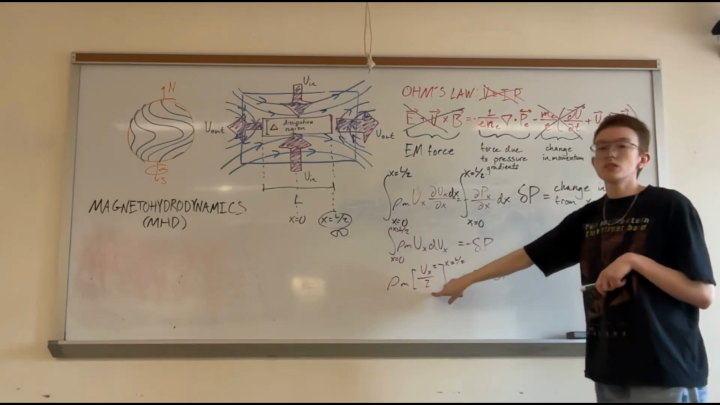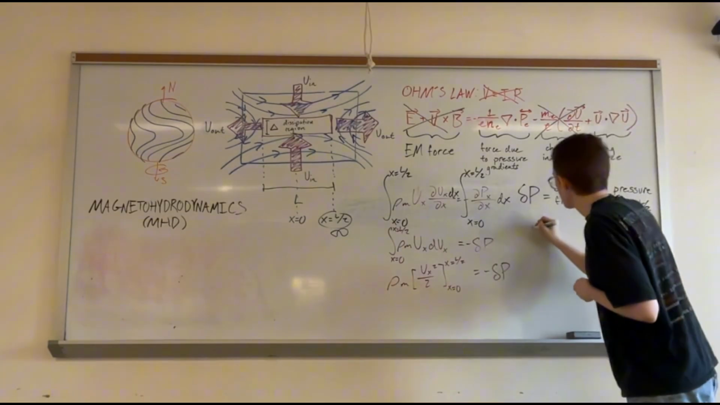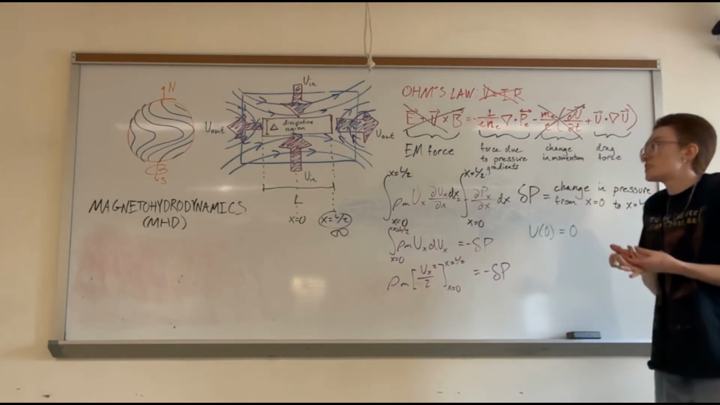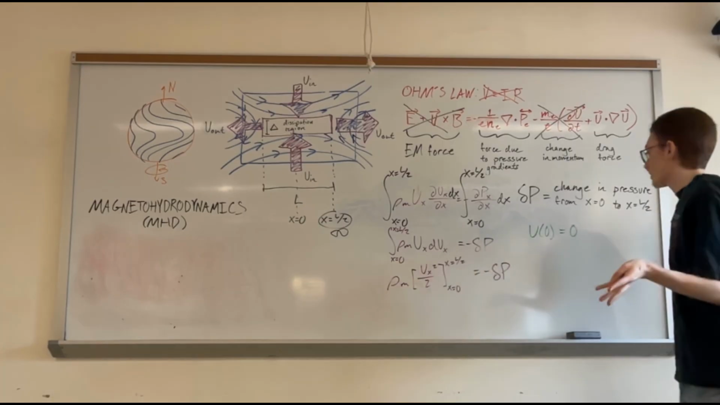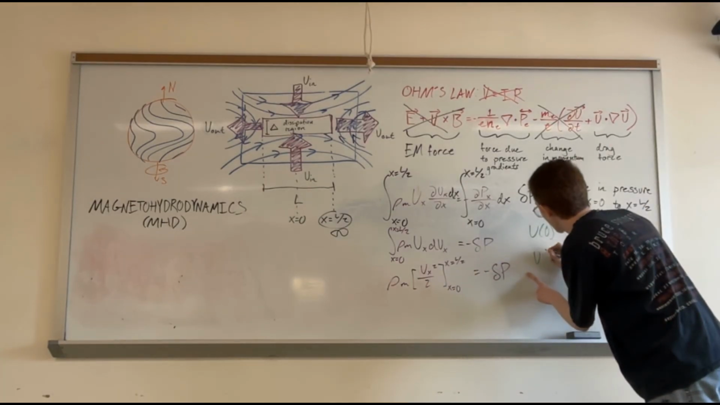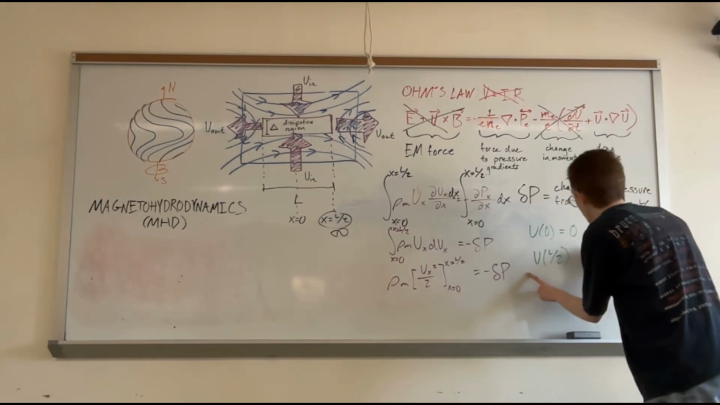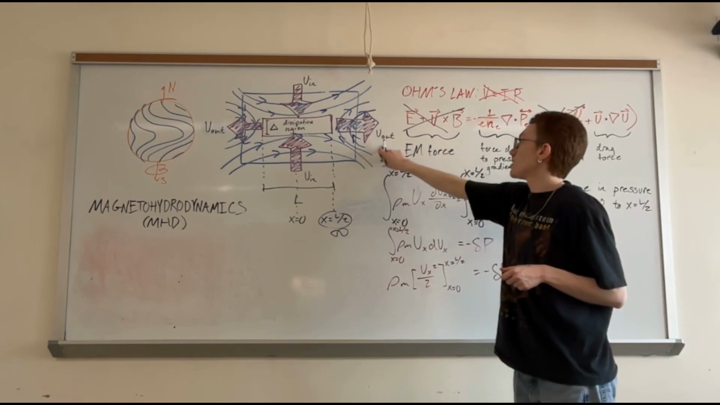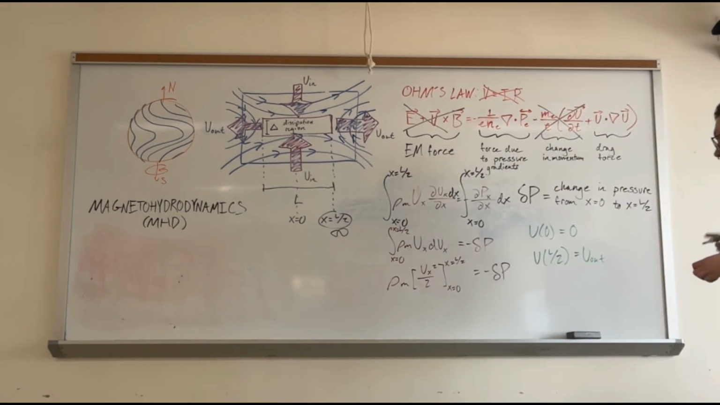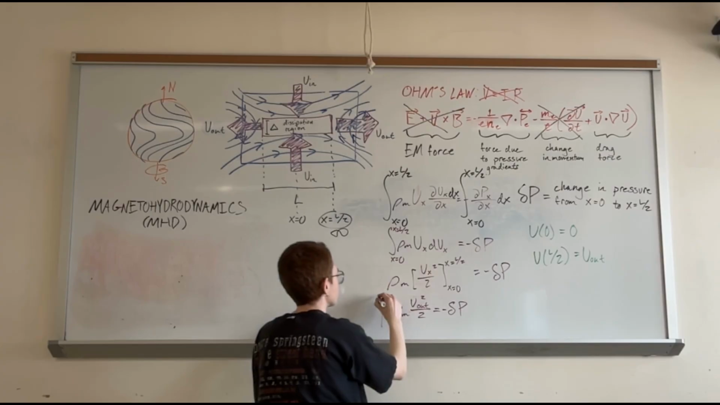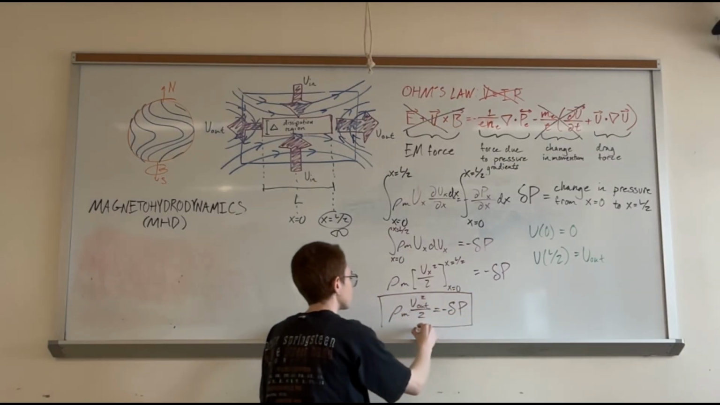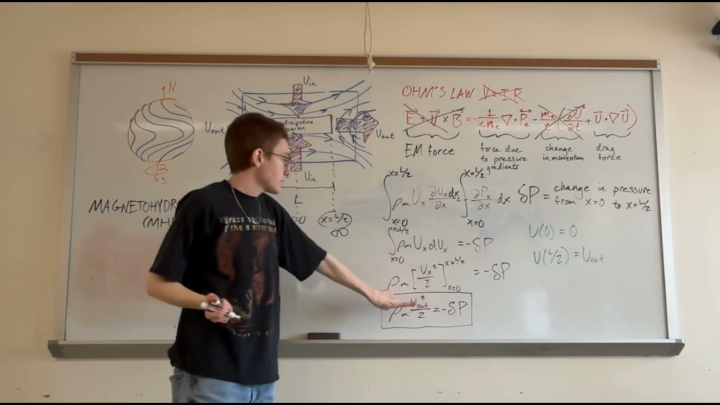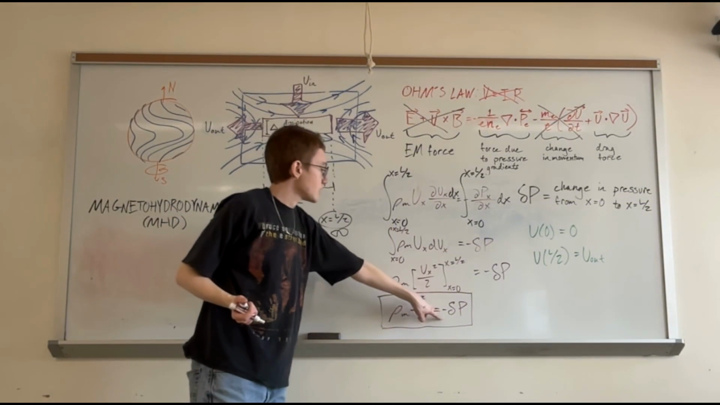All right, so what is this? Well, to make things easier on ourselves, let's say that the velocity at x equals 0 is just 0, right? We can do that. We can define our axes any way we want to. And then let's say u at L over 2 is u out. So that's this velocity here that we're trying to calculate. Okay, so then we get n times u out squared over 2 is negative delta p.